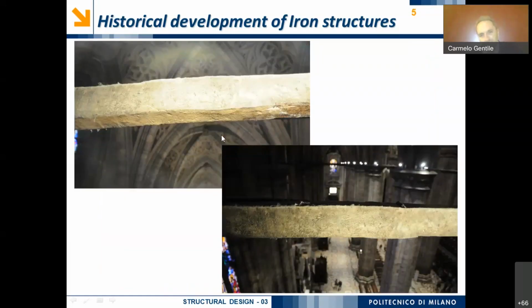Here are other pictures of those structural elements in order to show you that those kinds of elements are very far from industrial production. They were produced manually, basically.